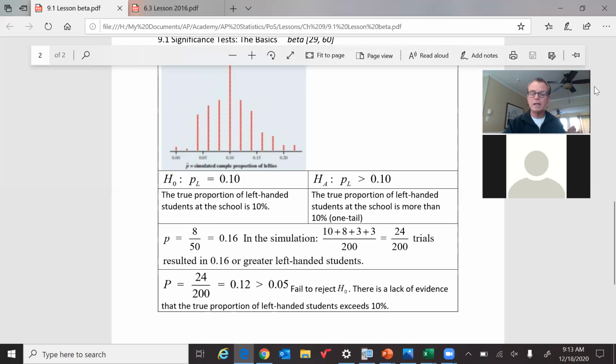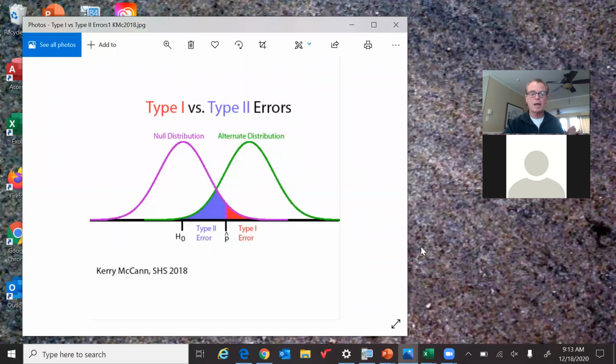This document is in Google Classroom. So Kerry McCann, who graduated 2.5 years ago, drew this picture, type 1 and type 2 error, okay? And it's color coded. So you can see here's p hat. And what happens is, if you were to move p hat to the left, the type 2 error goes down, but the type 1 error goes up. So you're comparing this area of the curve.